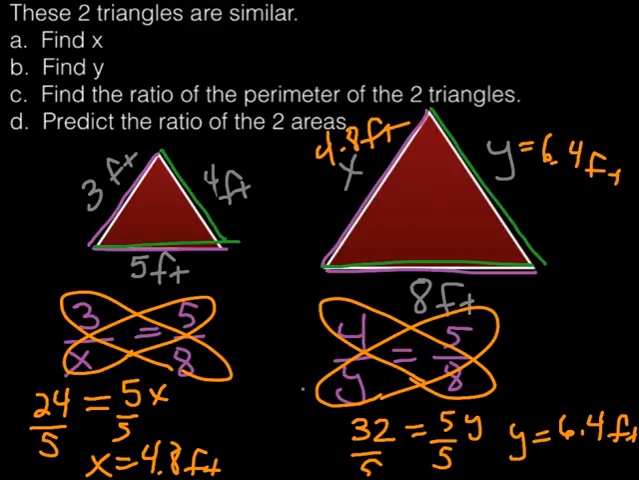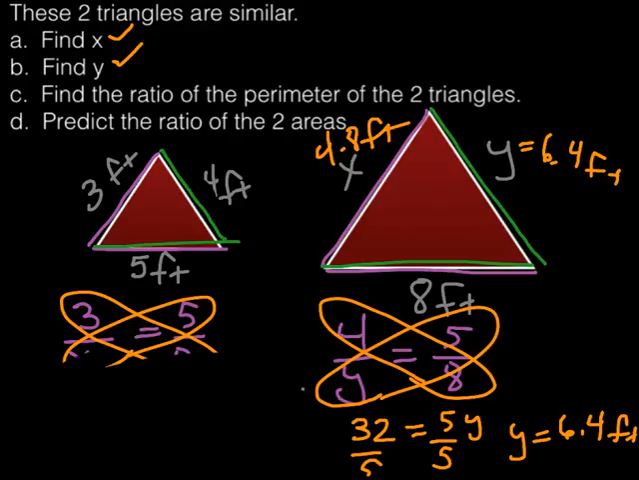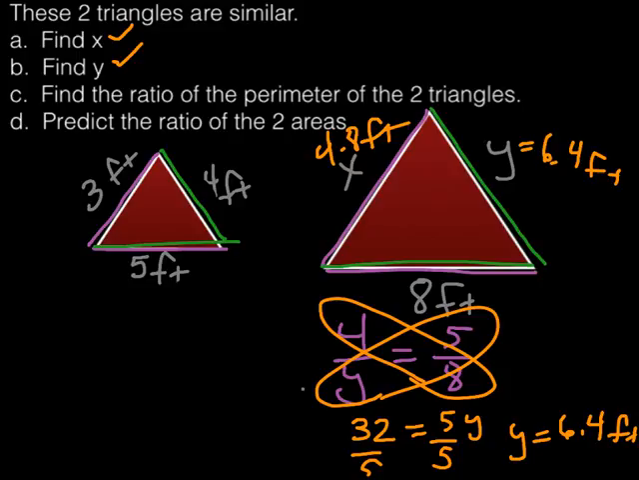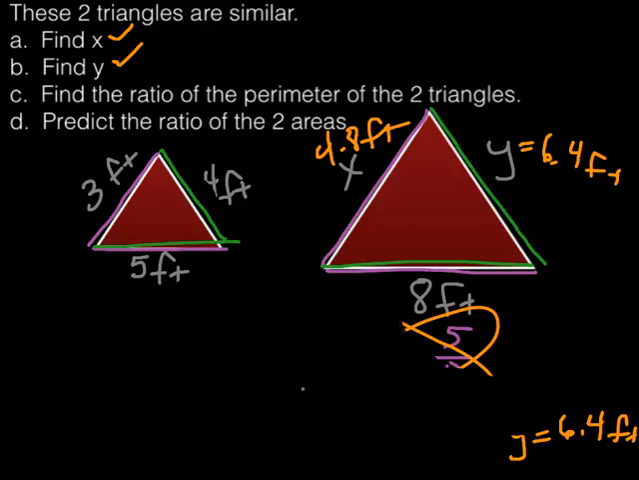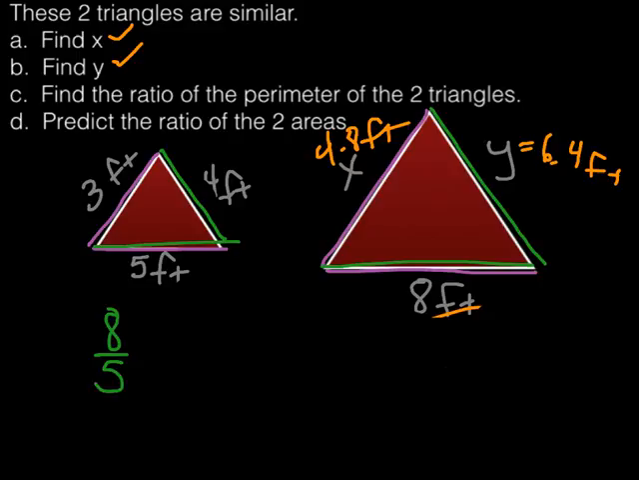Okay, so letter A is done, letter B is done. Letter C says find the ratio of the perimeter of the two triangles. Well, something that we know, I'm going to erase all of this here, if that's okay with everybody. Something we know about the ratio of the perimeter of two triangles, the ratio of the perimeter is the same exact thing as the ratio of the sides. And so if I'm going to do the big triangle over the smaller triangle, my ratio of the big over the smaller is just the ratio of two sides. So that's going to be 8 over 5 is my ratio of my sides.